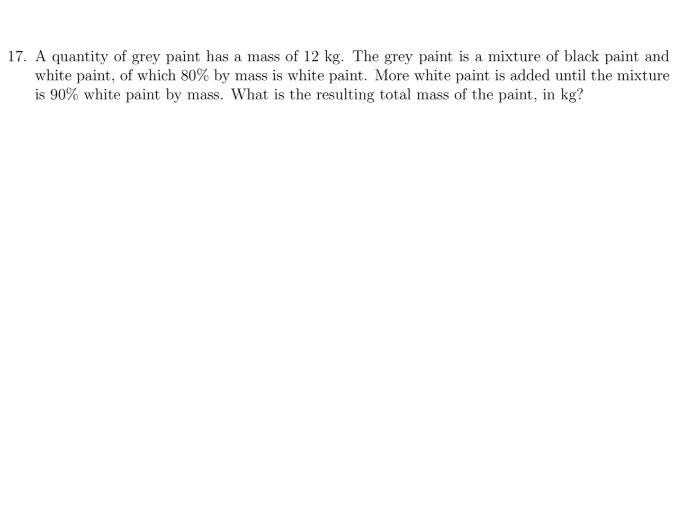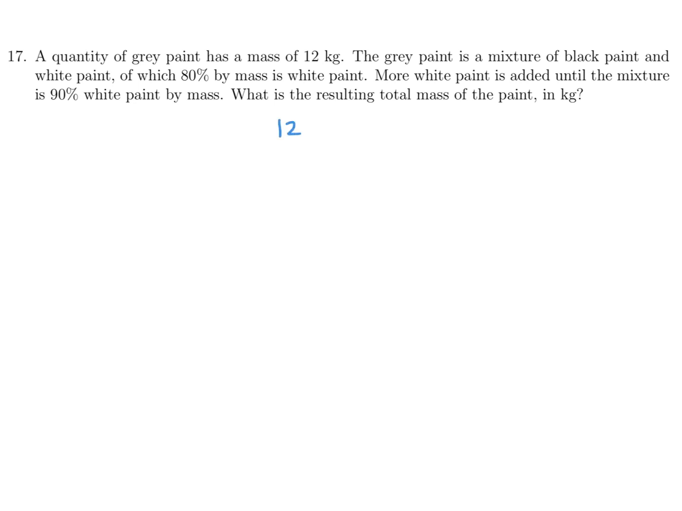A quantity of gray paint has a mass of 12 kg. The gray paint is a mixture of black paint and white paint, of which 80% by mass is white paint. More white paint is added until the mixture is 90% white paint by mass. What is the total mass of the paint resulting?